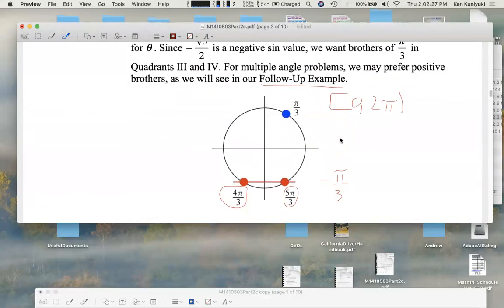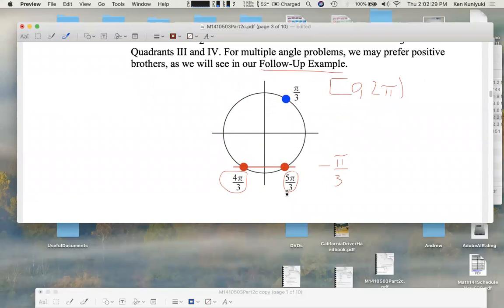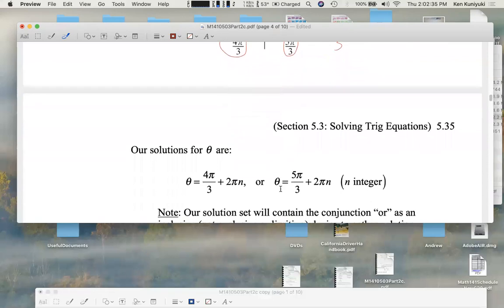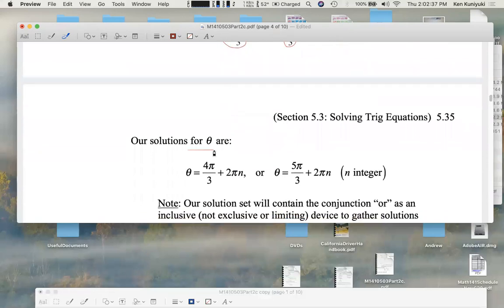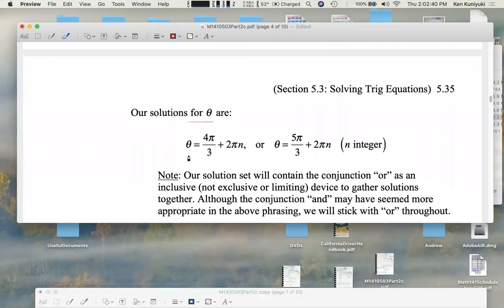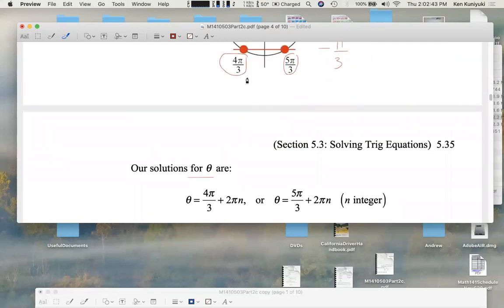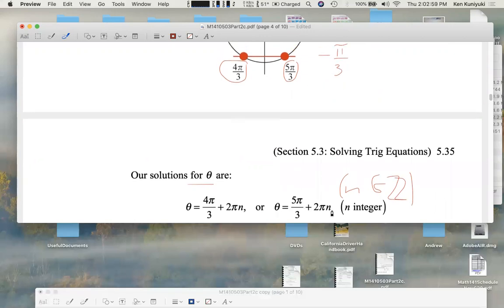All right. So if we take these 2 representatives for these 2 points, then we get the solution set for theta. We get the set of all real values of theta of the form 4 pi over 3 plus 2 pi n, because we want all the coterminal twins, where n is integer. Or theta could be of the form 5 pi over 3 or negative pi over 3 plus 2 pi n, where n is integer. I want a representative for this quadrant 4 point and all the coterminal twins.